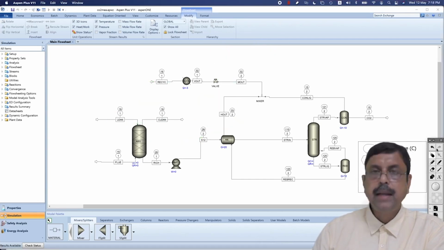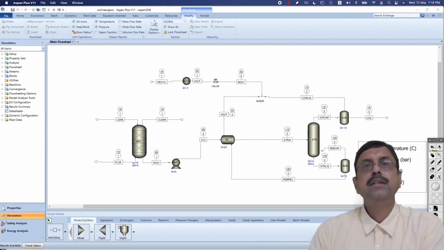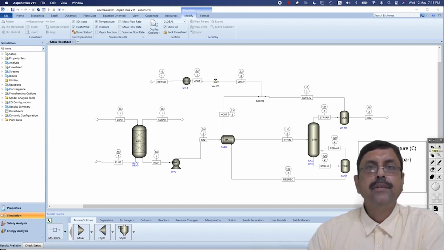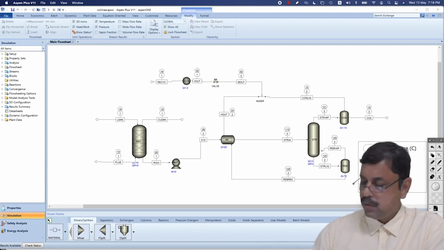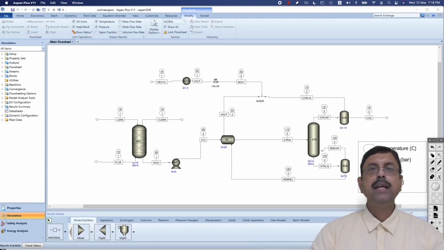Now, there are many other ways of converging a recycle stream. If you study various literature, study material or videos on Aspen Tech, you will find various other techniques. But one technique that I am going to teach you, you won't find in any other study material or video, because that technique I have found myself while working with Aspen Tech, which I am going to teach you now. For that, you need 2 splitters and 1 mixer.